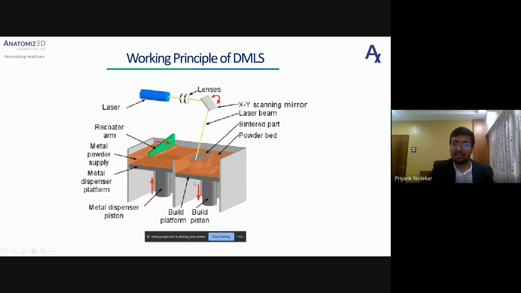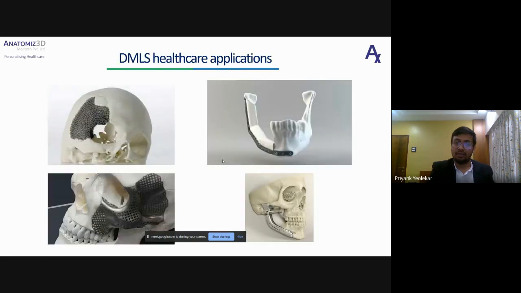Again, the working principle is similar. After every layer is printed, your build platform will move down, and the piston of your metal dispenser area will move upwards, and there will be a recoater or a roller which will spread a fine layer of metal powder on your fabrication area, and the process will continue. So this is how the DMLS technology works.